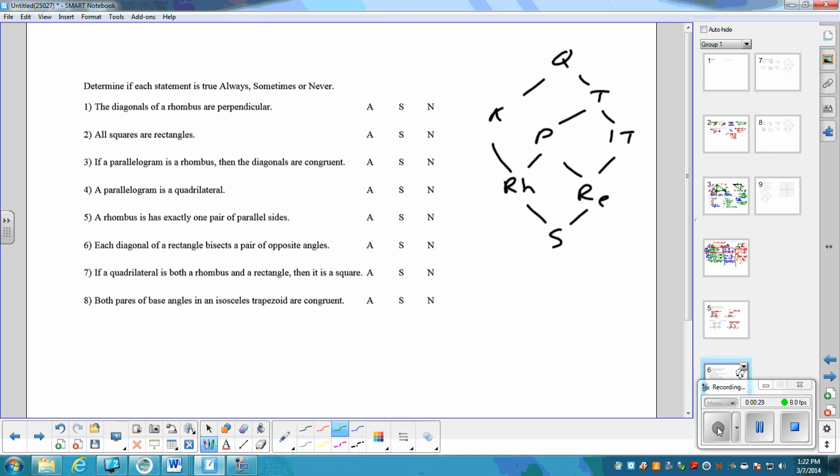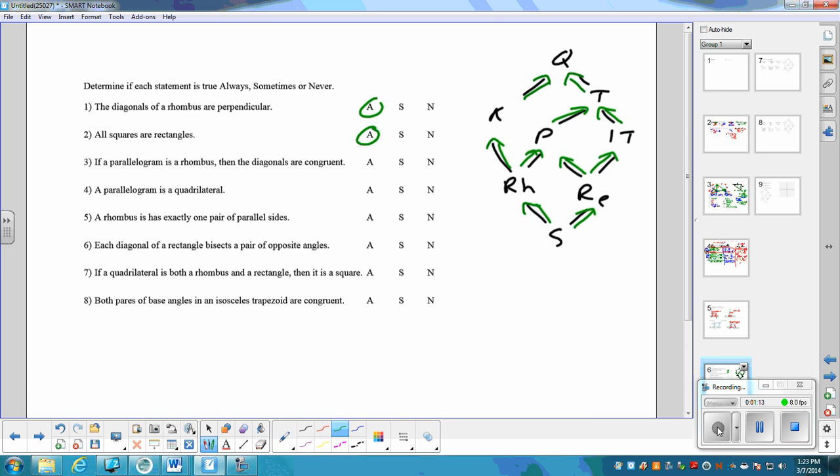So diagonals of a rhombus are perpendicular. Always, because diagonals of a kite are perpendicular, and that's just going to flow from there. Number 2, all squares are rectangles. What things are? Go up. So, if it's below, then it's above. Again, think like the flow of water. If you start something in a square, will it pass through a rectangle on its way up to quadrilateral? And the answer is, yeah, it will.